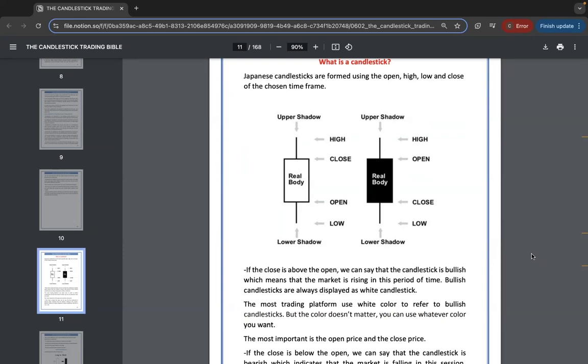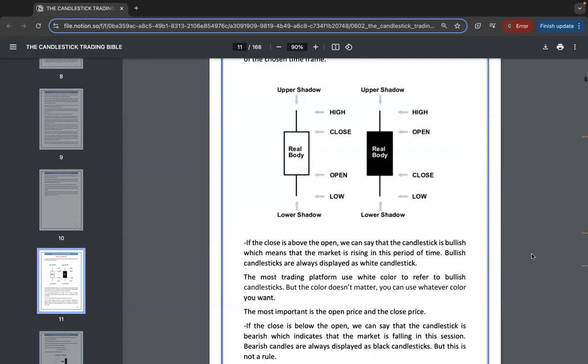Bullish candlesticks are always displayed as white candlesticks. Most trading platforms use white color to refer to the bullish candlesticks. But the color really doesn't matter, and you can use whatever color you like. The most important thing is the open price and the close price.